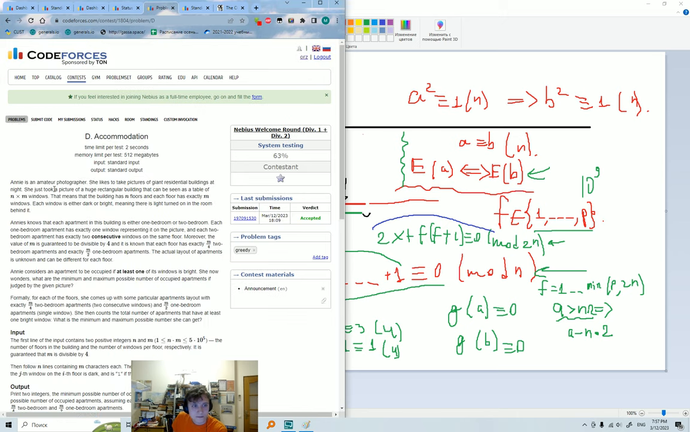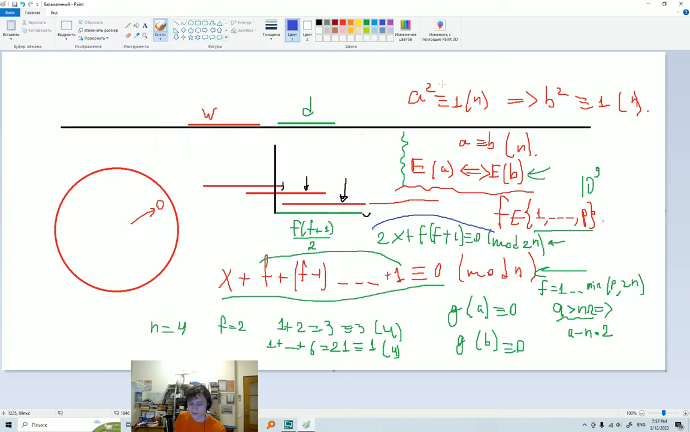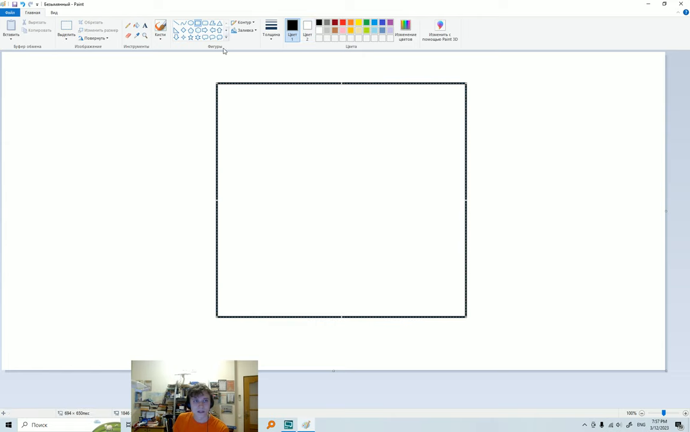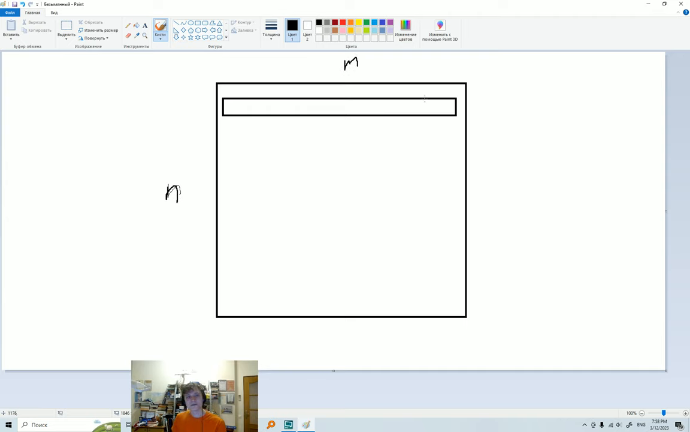Problem D. It's an interesting problem. So I have a matrix, a rectangular matrix, and this is n by m. So I need to divide these m cells into two parts of same size. M over 2 windows should be in group of 1, and m over 2 windows should be in group of 2.